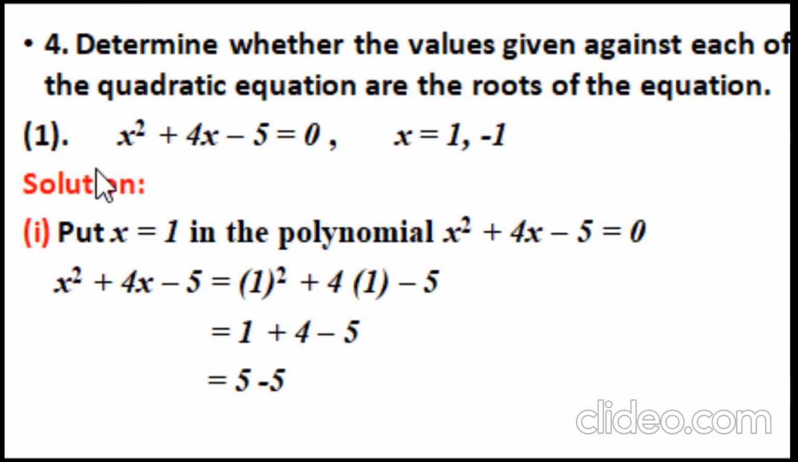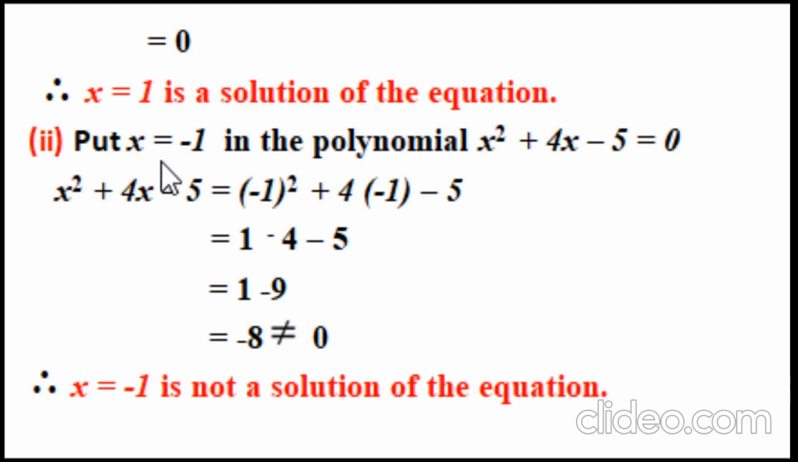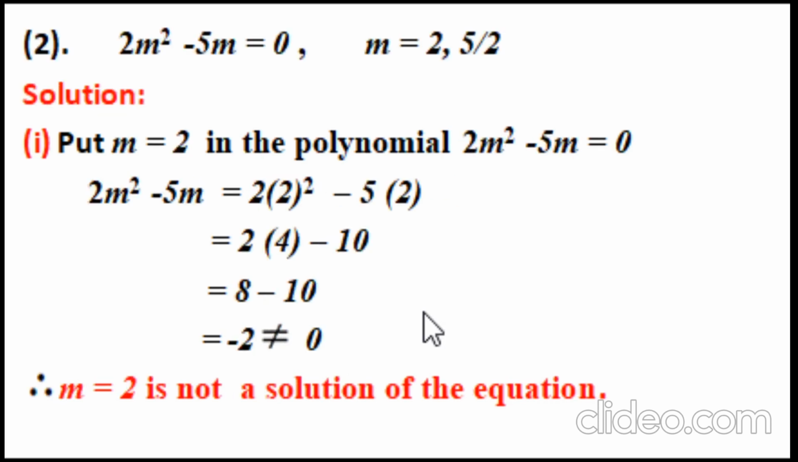Then for the second one, we have to put x is equal to minus 1 in the polynomial. So what do we get? Square of minus 1: negative 1 squared is 1. Then plus 4 multiplied by minus 1 is minus 4, and minus 5. So minus 4 minus 5 we get minus 9. 1 minus 9 is minus 8, or negative 8. So this is not equal to 0, therefore it is not the solution of this equation.